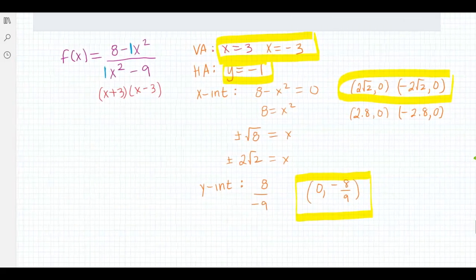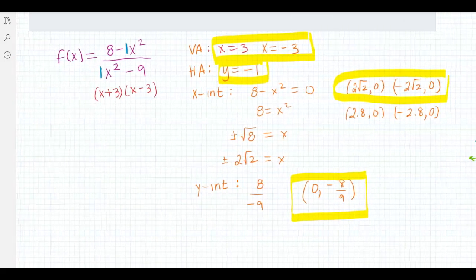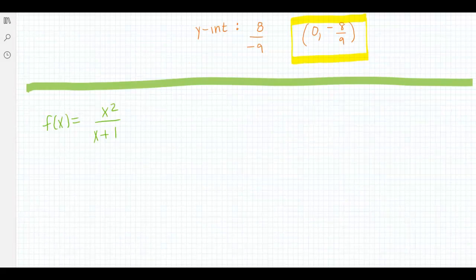All right, one more example. Our third example, we'll look at x squared over x plus 1. We know that we have a vertical asymptote at x equals -1. As far as the horizontal asymptote is concerned, the degree of the numerator is 1 more than the degree of the denominator, so we know we're going to have a slant asymptote.